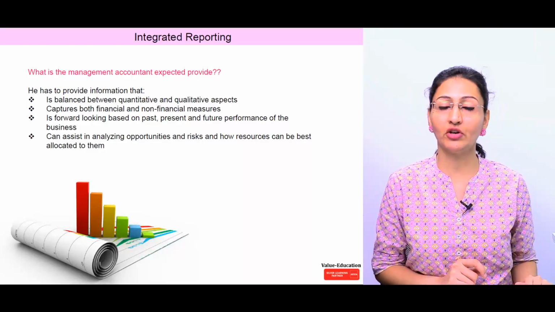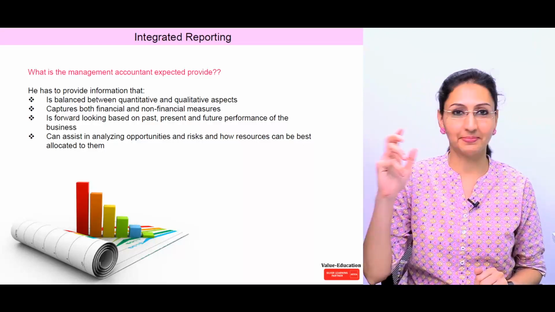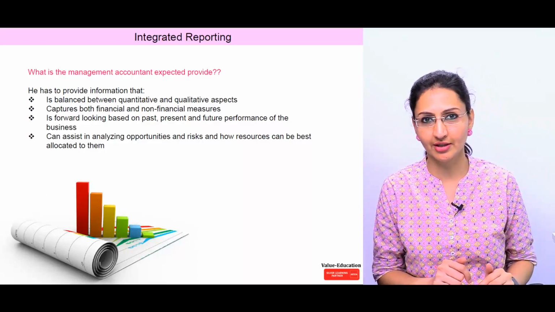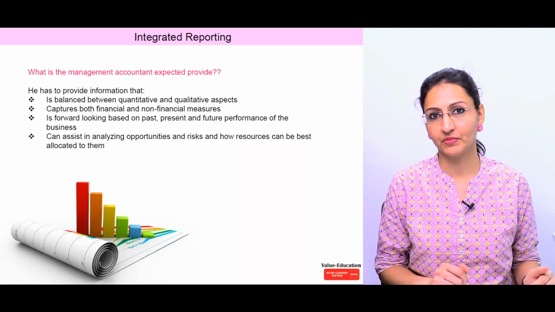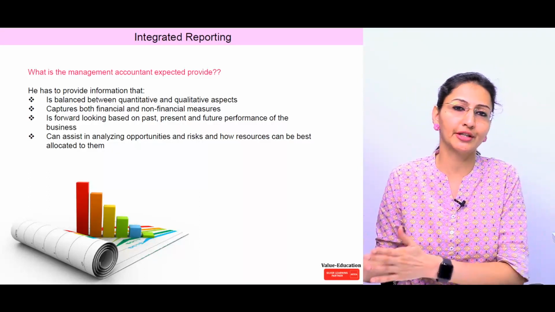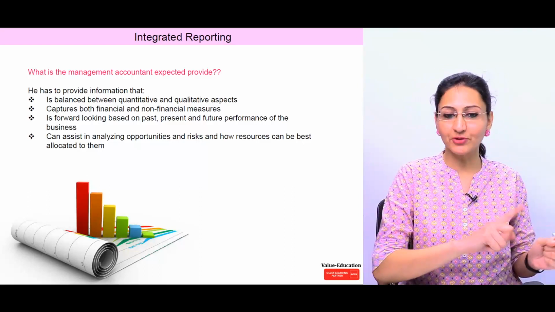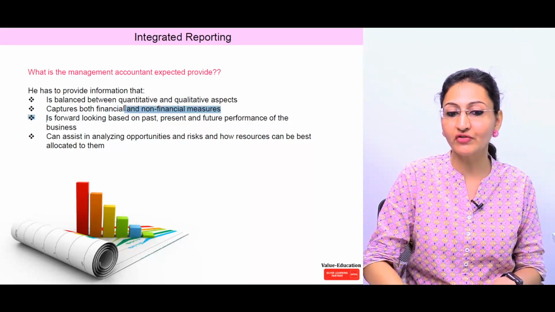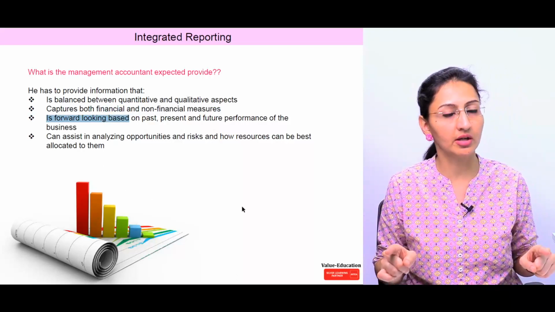He has to give information which is qualitative and quantitative both. He has to give the numbers, as well as talk about efficient utilization of resources, what quality of output is being produced, what quality of input they are processing. So it's not restricted to giving information in numbers, but qualitative also. Both things are to be covered here. Then he has to capture financial and non-financial measures. Then he has to give information which is forward looking. So past information alone will not work now in the present world.